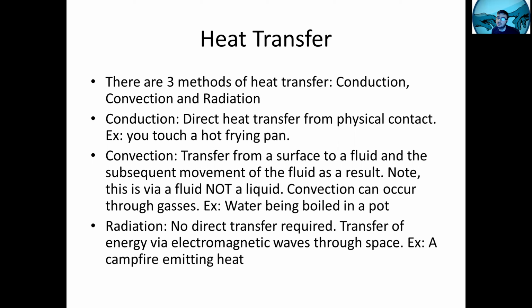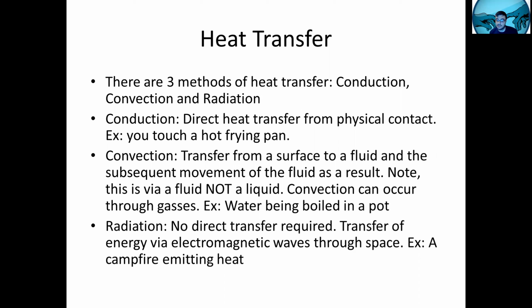Next is convection. This transfers from a surface to a fluid, and it results in the subsequent movement of the fluid as a result of being heated. Note, this is via a fluid, not a liquid. So convection can occur through gases as well, not just liquids. Okay. For example, water being boiled in a pot. The heat goes directly from the very hot pot into the water, which is a fluid or a liquid. And the liquid ends up moving a lot in the pot. As a result, the water molecules end up moving a lot. So the hot ones go to the top, whereas the colder ones sink, and then they get heated up, and then it's just a cycle of movement.